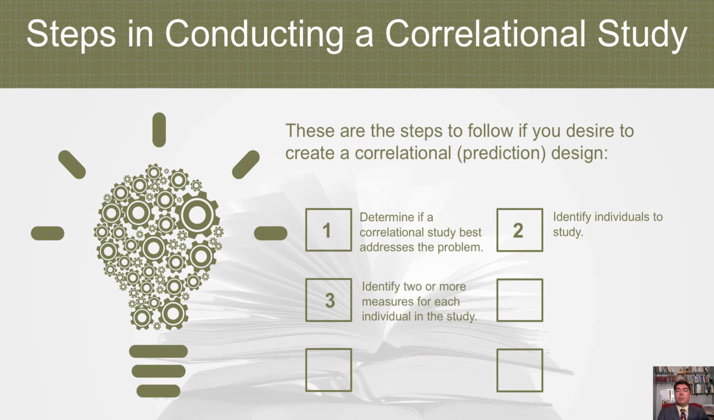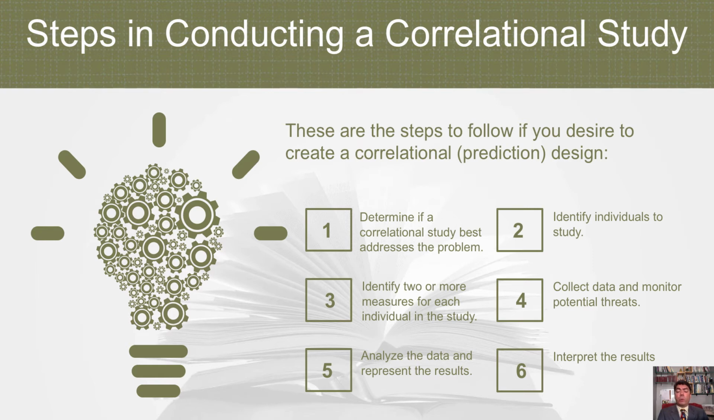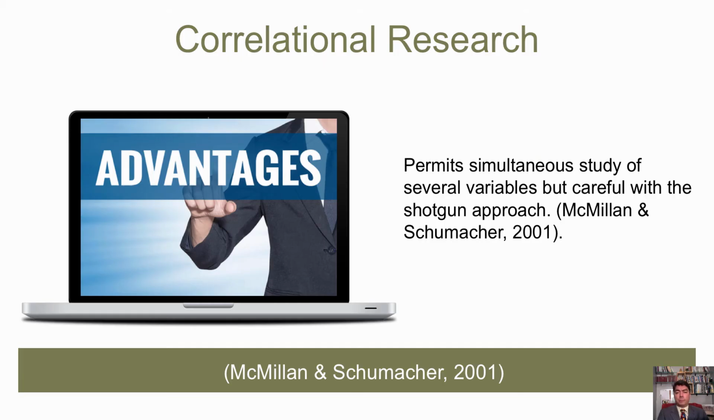There are 6 steps to follow when conducting a correlational study. Firstly, determine if the correlational study is the best research for this situation. Secondly, identify or choose the individuals to be studied. Then, identify 2 or more measures for each individual in the study. Fourthly, collect the data and be attentive to potential threats that might appear in the investigation. Fifthly, analyze the data. And finally, interpret the results.